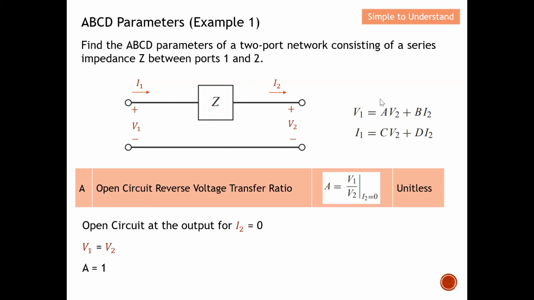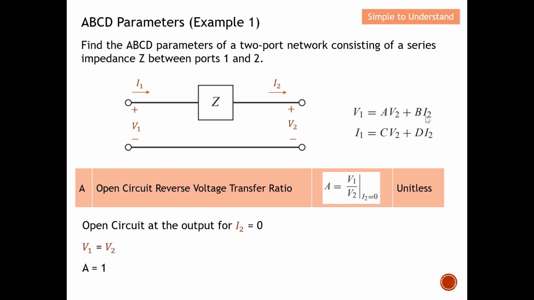Earlier on, I have derived this ABCD parameters equation here. Now, for example, if I want to concentrate on A, how do I find A? A will be here. In order to find A, I need to have I2 equal to 0. Once I meet I2 equals 0, I can easily find A by moving this V2 over, and it will be V1 over V2, as illustrated over here. Do you agree?